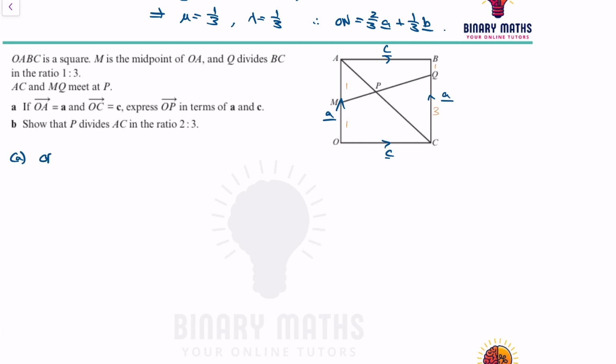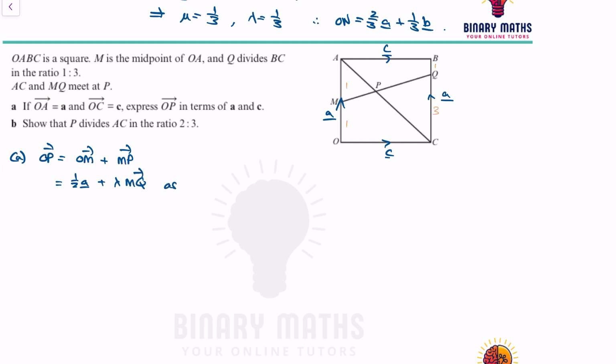Okay, so we need to find out how to get from O to P. So O to P is the same thing as going from O to M plus M to P. O to M is just half A. But M to P must be a scalar multiple of M to Q, because P lies on MQ. But we need to work out what M to Q is.